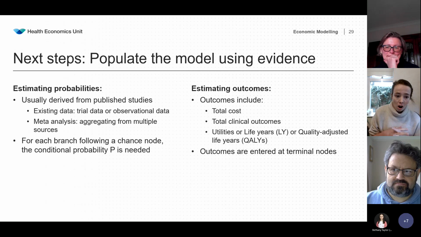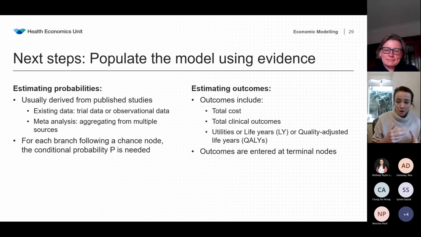So the next step is we're going to populate the model using evidence. Remember that probabilities are going to be written as numbers between 0 and 1, and you need to assign probabilities for all of the branches of chance nodes. Each of those probabilities from a node have to sum to 1. The things that we're going to estimate are the total cost, clinical outcomes, and utilities. And remember, when we do calculations, we always start on the right. We always want to start on the left, but start on the right.